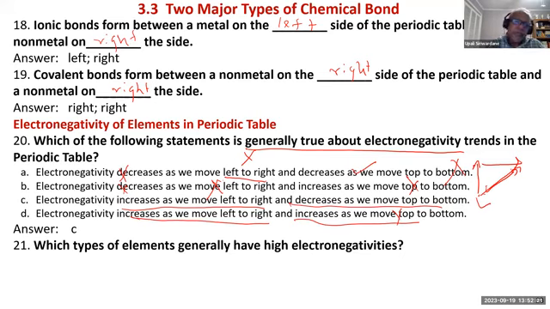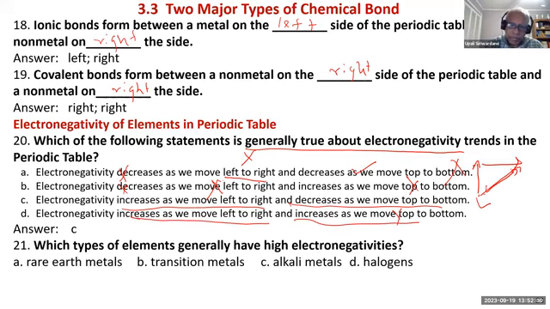What types of elements generally have a high electronegativity? Non-metals. These are all metals: transition metals, alkali metals, rare earths, lanthanides and actinides. Halogens are non-metals. Therefore, the answer for question 21 is D.